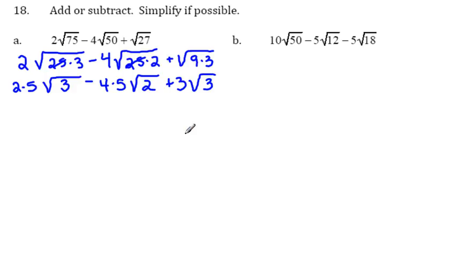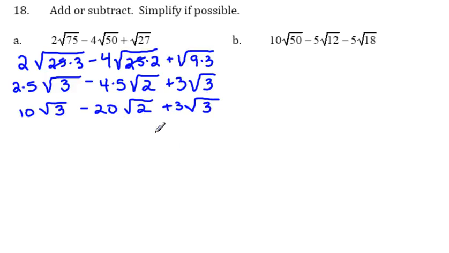So the next thing I'm going to do is multiply the factors that I brought out that already had a factor there to multiply by. So that's now 10 times the square root of 3 minus 20 times the square root of 2 plus 3 times the square root of 3.